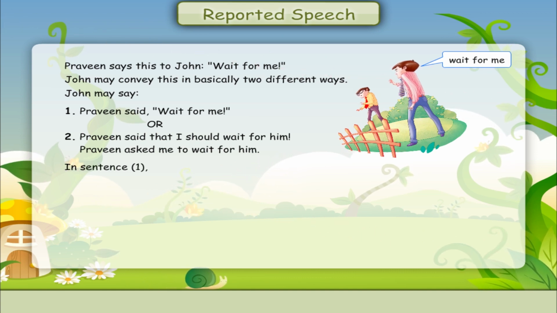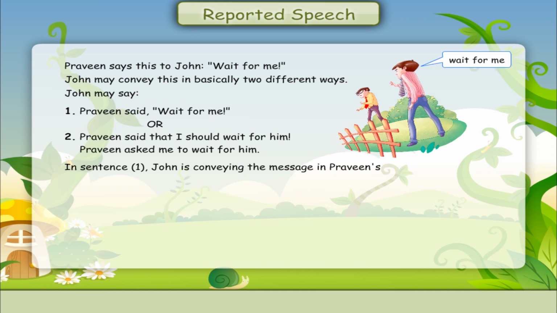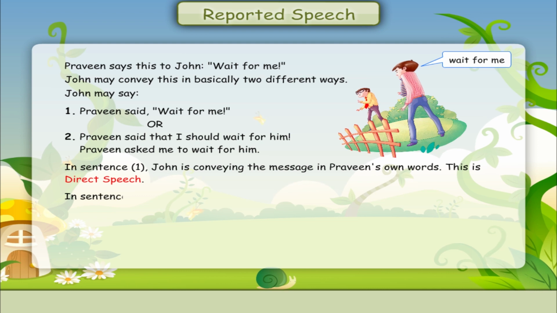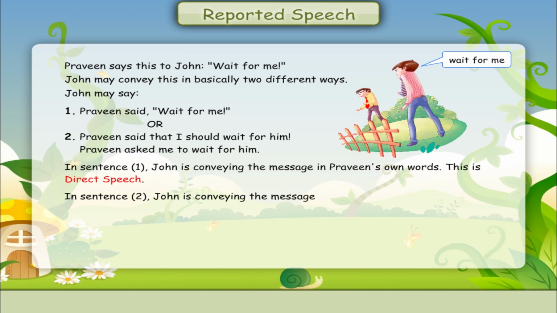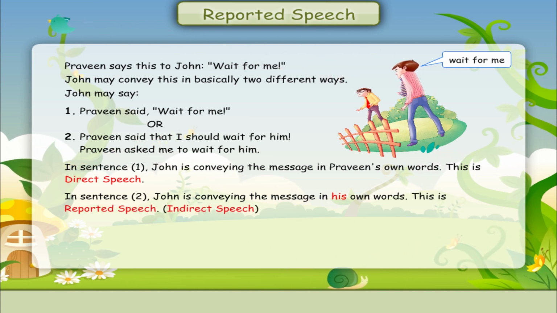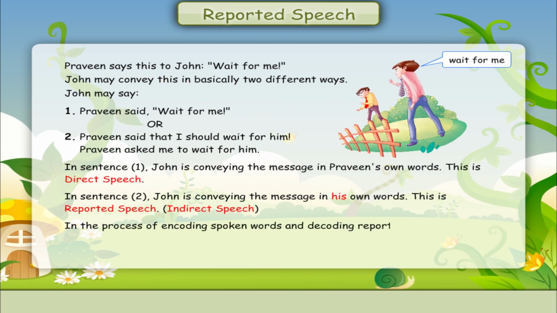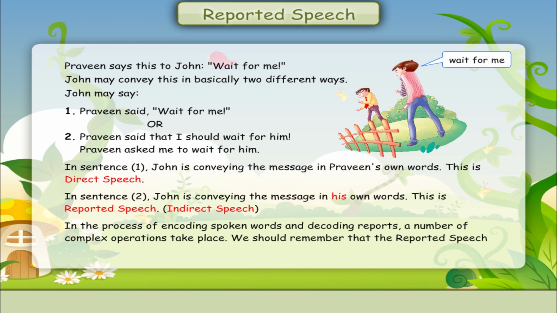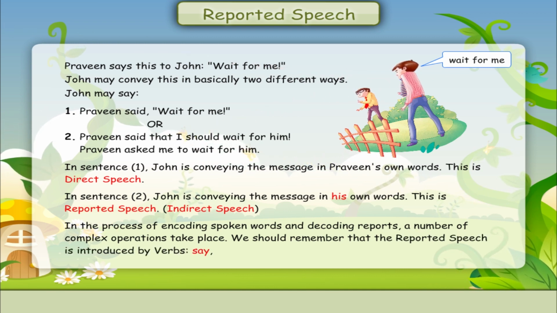In sentence 1, John is conveying the message in Praveen's own words. This is direct speech. In sentence 2, John is conveying the message in his own words. This is reported speech or indirect speech. In the process of encoding spoken words and decoding reports, a number of complex operations take place. We should remember that the reported speech is introduced by verbs say, tell, ask, request, admit, etc.